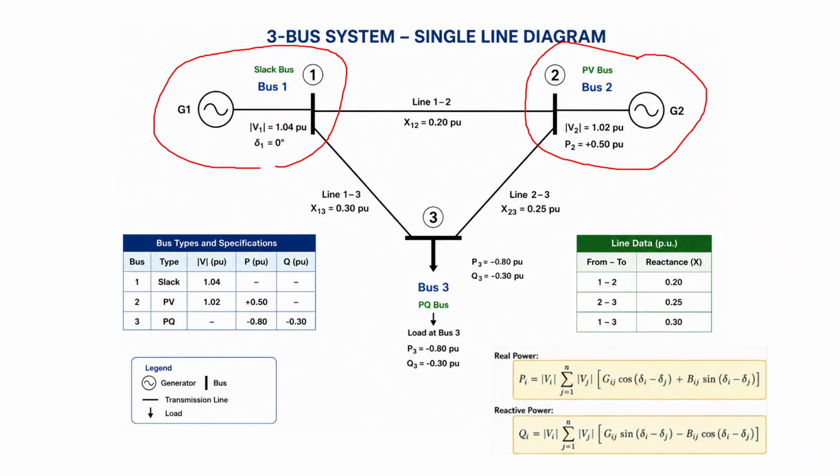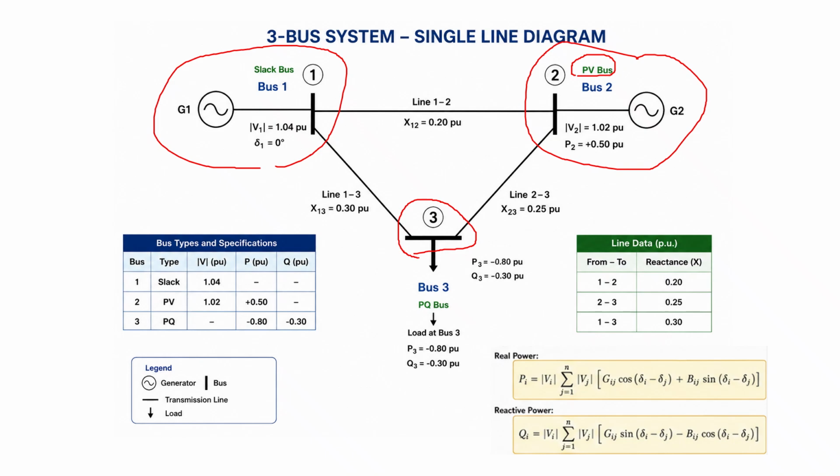Proceeding to the problems, we know that for the slack bus, the magnitude of voltage and angle will be specified. There's no need to calculate these two parameters. When we come to the PV bus, the active power and the voltage for this bus will remain constant as specified. Again, we have a PQ bus where both the active and the reactive power will be specified. This is a load bus, and we will calculate the magnitude of voltage and the voltage angle for this bus.